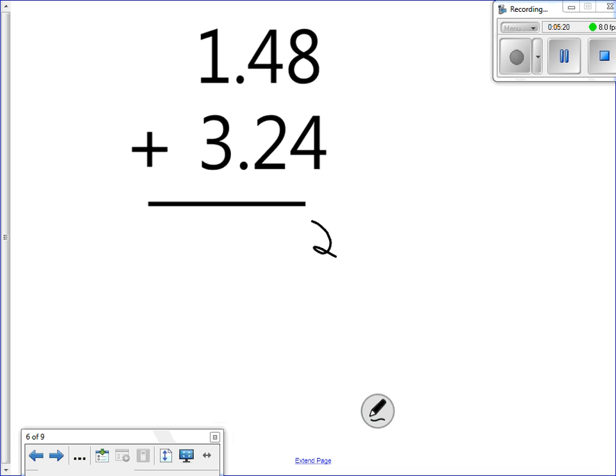8 plus 4, we have 12. 4 plus 1 is 5, plus 2 is 7. Let's carry the decimal down. 1 plus 3 is 4.